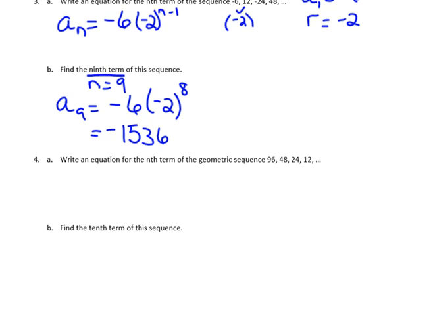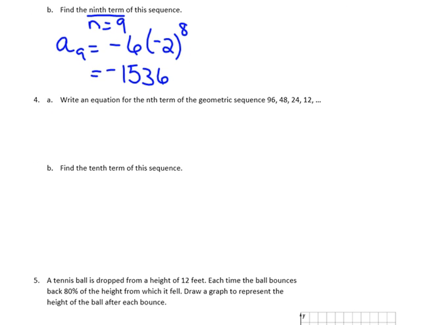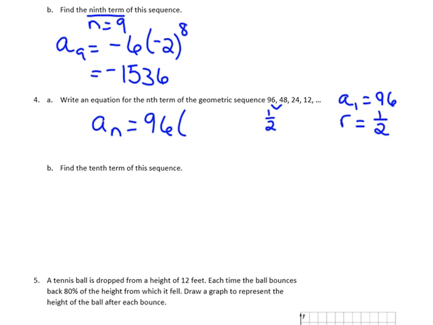All right, number 4. Write an equation for the nth term. So again, I need the first term, which is 96, and I need to know what my ratio is. How am I getting from one number to the next? Well, to get from 96 to 48, I'm going by 1/2. So r is 1/2. So my formula, an, is A1, which is 96, times my common ratio, 1/2, to the n minus 1 power.